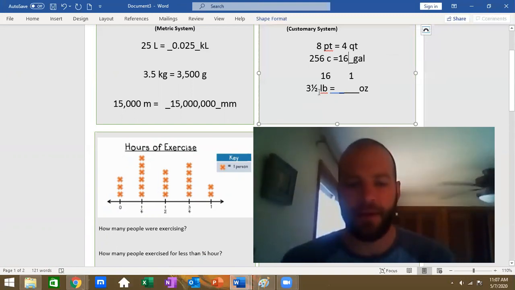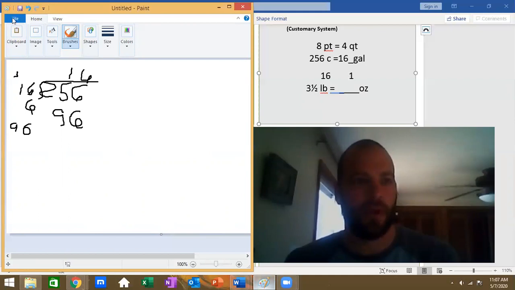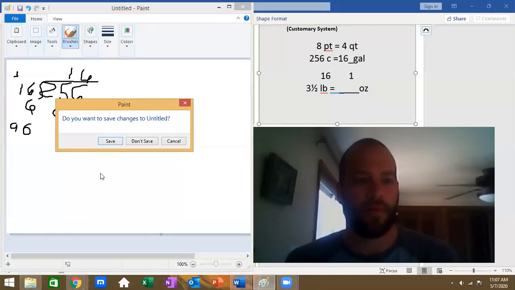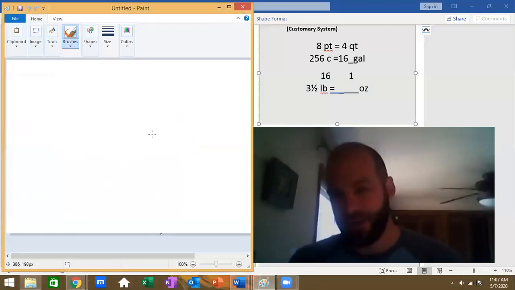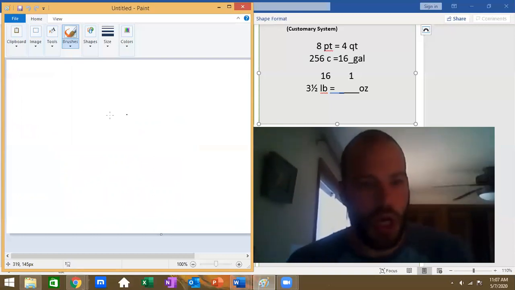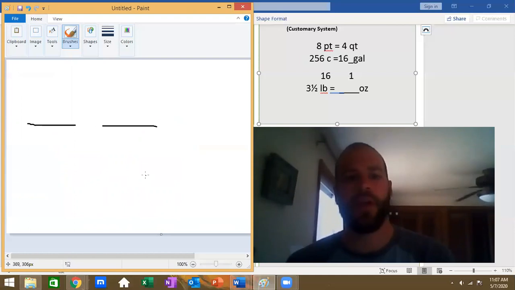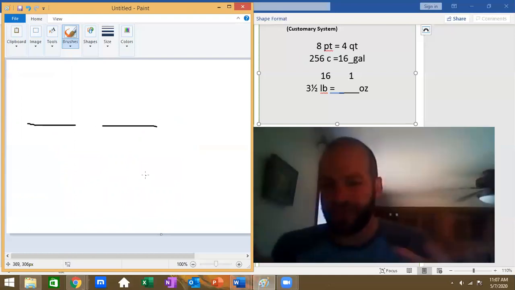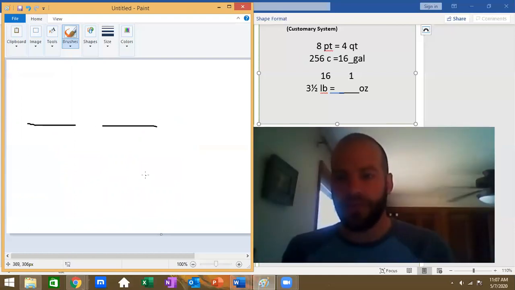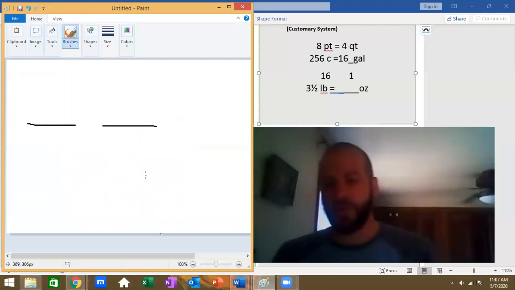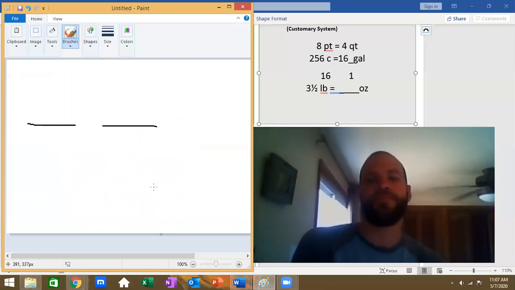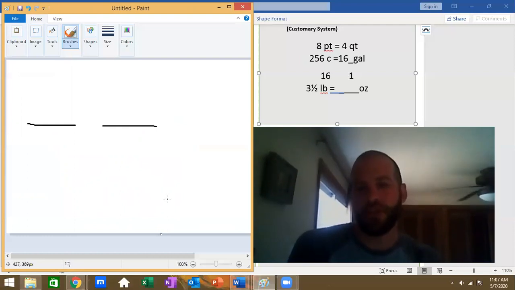And then pounds and ounces. Pounds and ounces. All right, so this is what I was going to show you. I used to tell students, look at it like equivalent fractions. Since we work so much on equivalent fractions, you can use that to your advantage here. So what is the relationship with pounds and ounces?